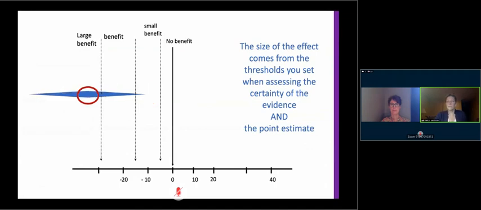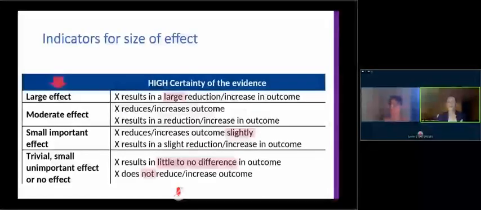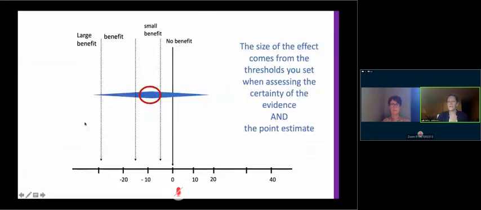In another example, if you found that your diamond lies over here, your best guess is in the threshold or the category of a large benefit. And in another example, again, your best guess here is in the part where there's no benefit, that trivial or small no benefit category. And so that's how you would choose, in this part, where is the large, moderate, small, or trivial effect, based on where it lands in your thresholds that you would have used when you had graded the certainty of the evidence.